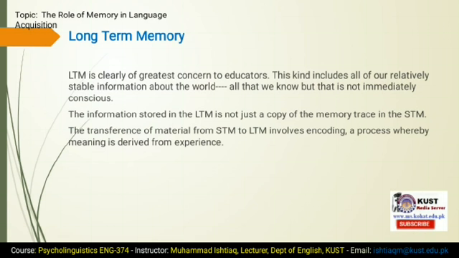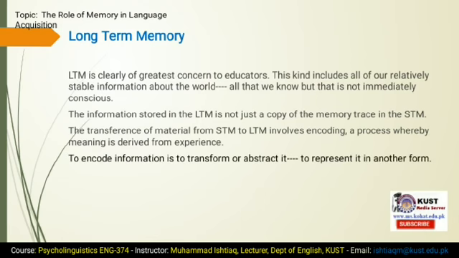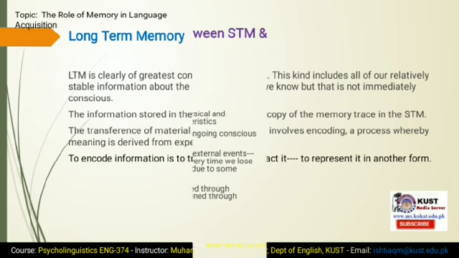So the transference of material from sensory memory to short-term memory involves attention, and the transference of material from short-term memory to long-term memory involves encoding. Encoding is a process in which meaning is derived from experience. So what is encoding? To encode information is to transform or abstract it, to represent it in another form, not just in the manner of getting a copy from short-term memory to long-term memory. No, it is actually transforming things into different forms.